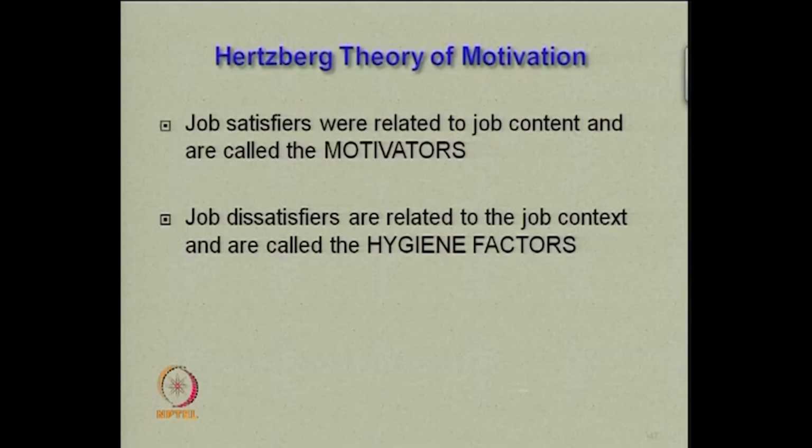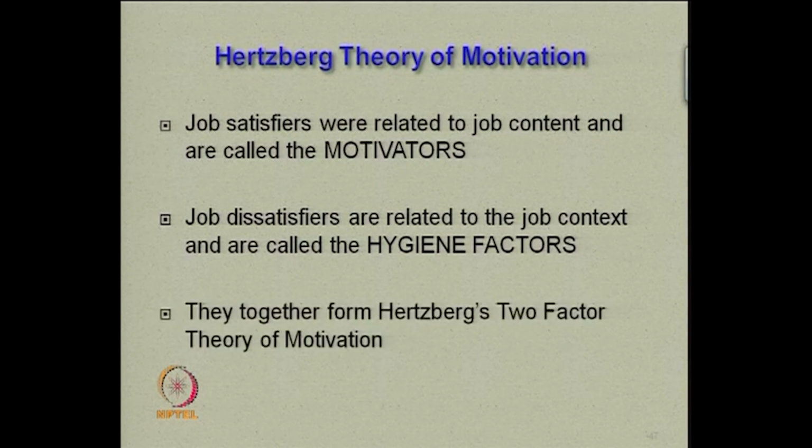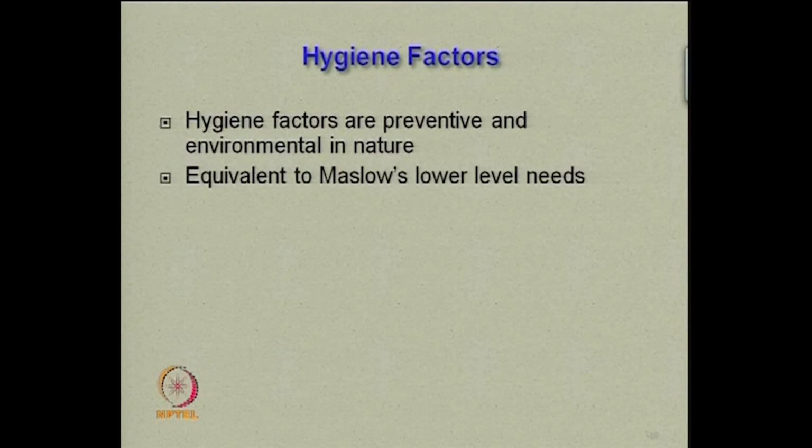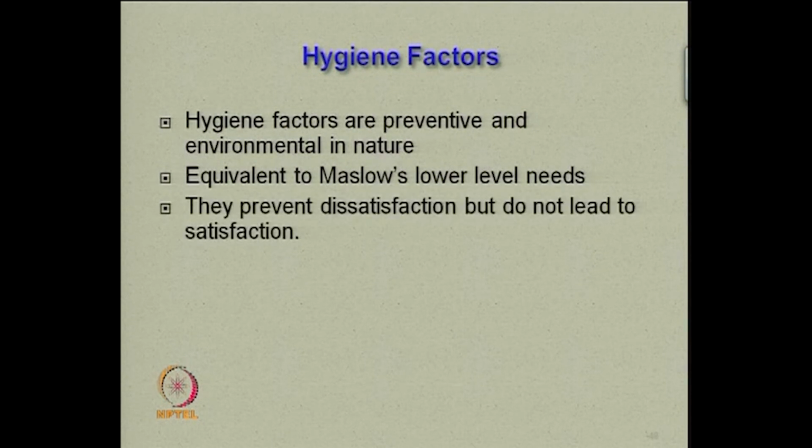Job satisfiers are related to the job context and are called hygiene factors. They together form Herzberg's two-factor theory of motivation. If you have understood these three assumptions right, what are the hygiene factors? Hygiene factors are preventive and environmental in nature. It is equivalent to Maslow's lower level needs. They prevent dissatisfaction, but do not lead to satisfaction.